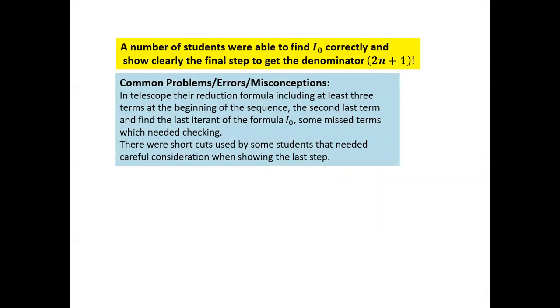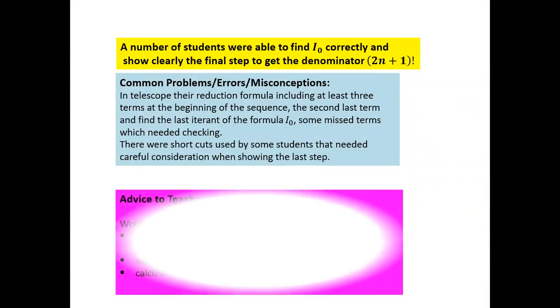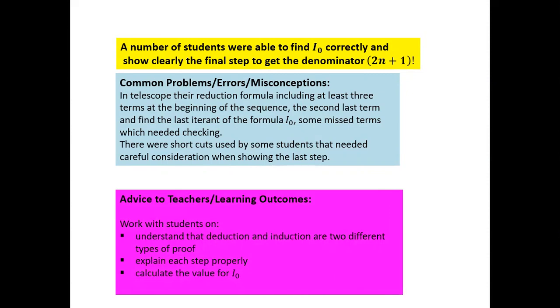The common problem here is that when they're showing this, we need to see a few lines with steps showing clearly. We also like to see the second last term and the last term, so they're not fudging it. There were shortcuts used by some students; they need to be careful when showing the last steps. Try not to skip too many steps, to make sure that the markers can see the working clearly.